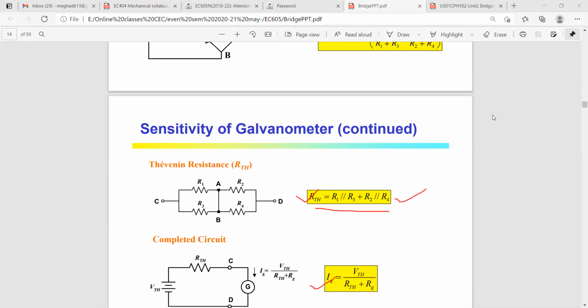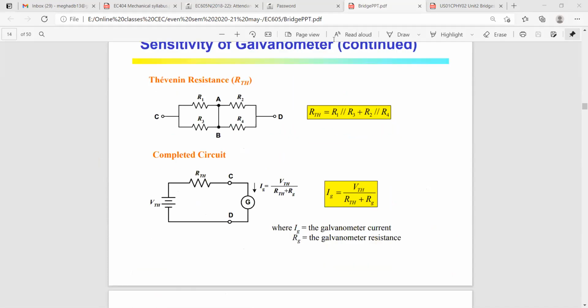I hope you are all aware of the Thevenin theorem. Only that theorem we applied here. When you get the combination of resistances as RTH, then we need a complete circuit having a resistance and a supply. This circuit requires a supply VTH, RTH is the resistance, and there are two terminals C and D, the input and the output.